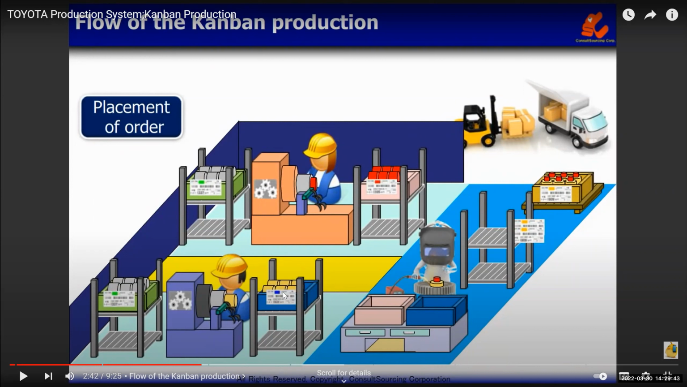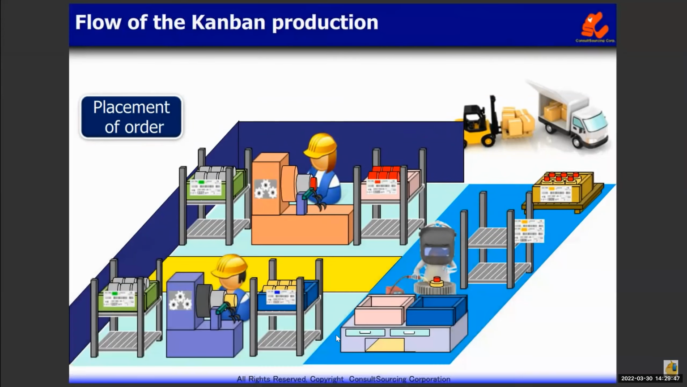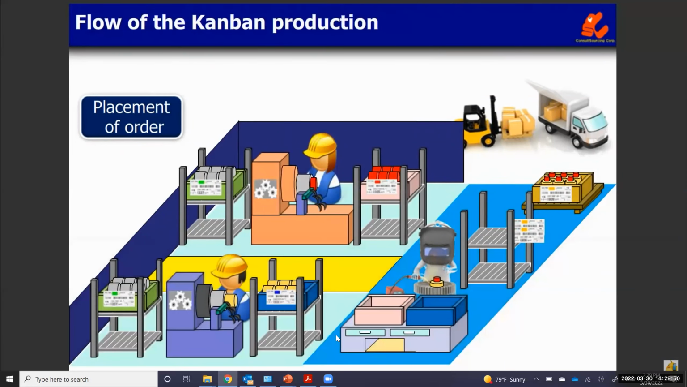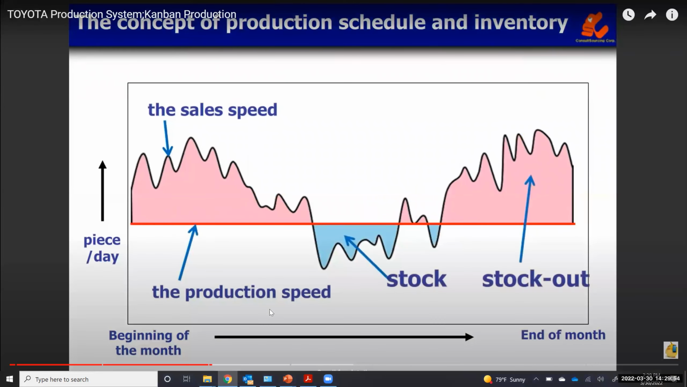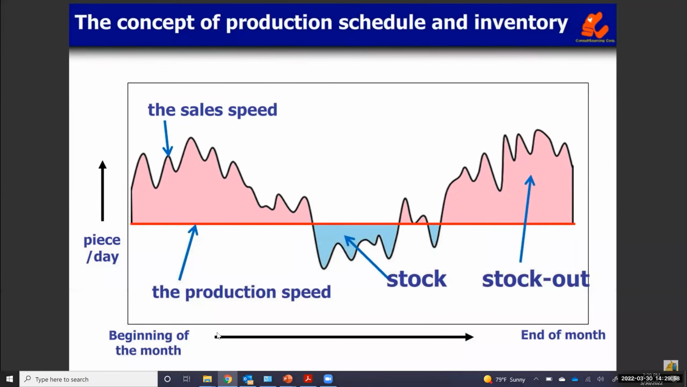So that's the Kanban, and just in time. Material at the right time at the right place and in the exact amount. In this way, the production speed can follow the sales speed. The main target of production control is to keep the inventory at its minimum by controlling the sales speed and production speed, and not to cause any stockouts.